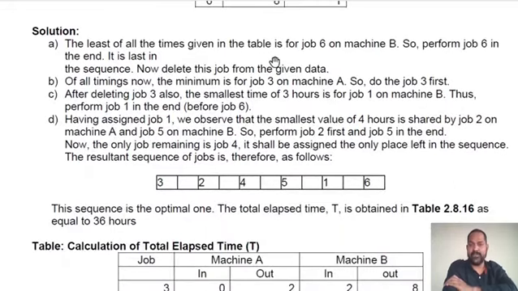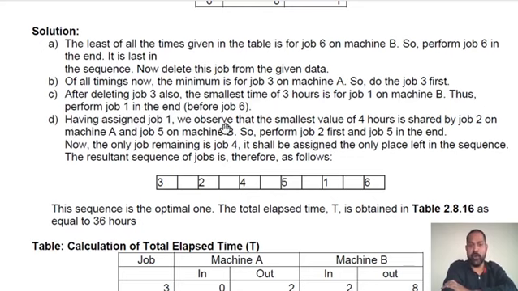The least of all timings given in the table is for job 6 on machine B. So perform job 6 in the end, in the last. It is last in the sequence. Now delete this job from the given data. Of all the timings, now the minimum is for job 3 on machine A. So do the job 3 first. After deleting job 3, the smallest is 3 hours on job 1 for machine B. Thus perform 1 at the end before 6.